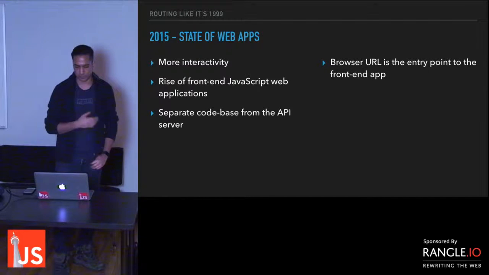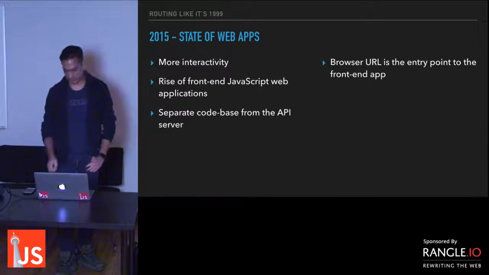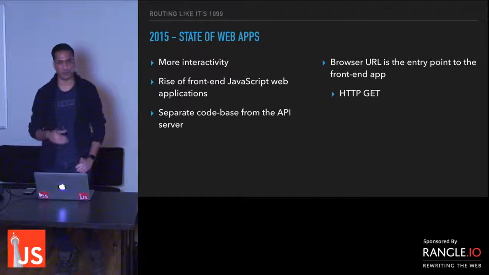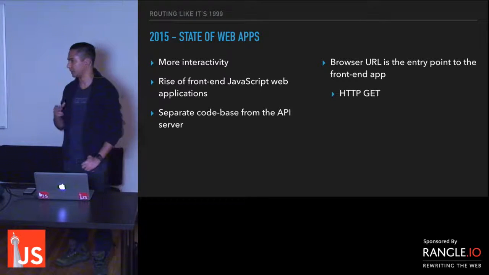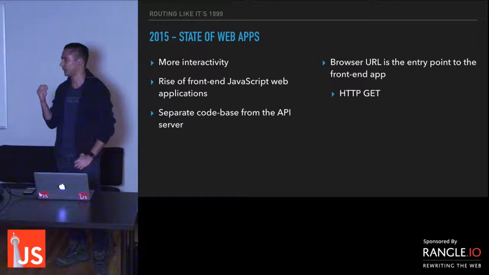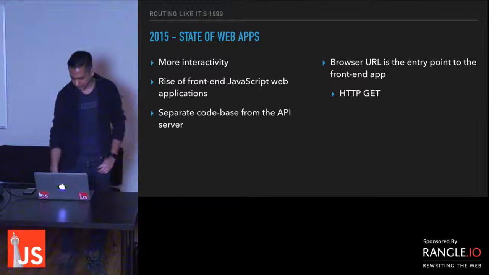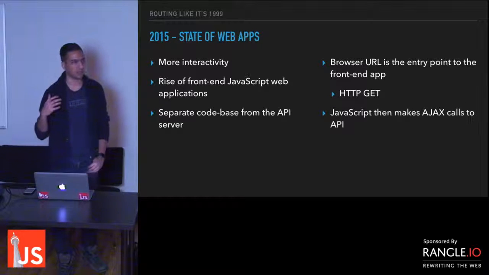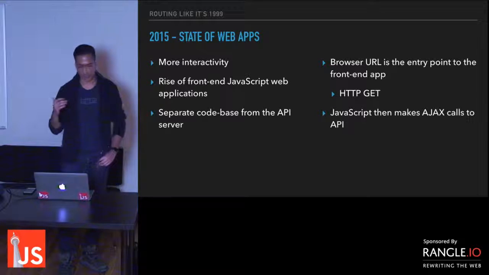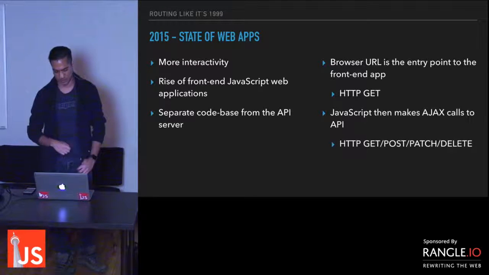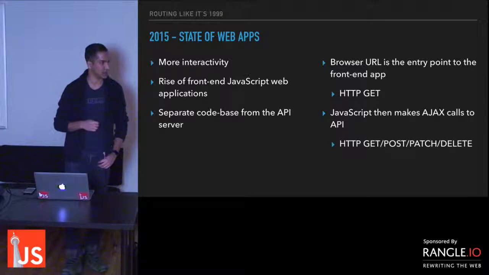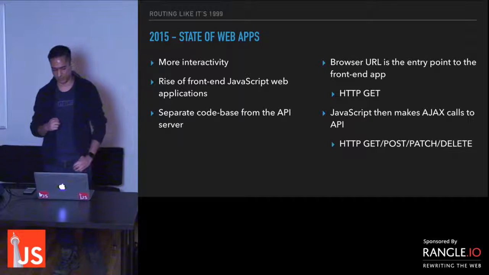We're noticing that the browser URL is now the entry point to our front-end application, and the browser URL is all using HTTP GETs. When you type a URL into your browser and hit enter, that's issuing an HTTP GET request to that URL. Then once your JavaScript application is loaded, it's responsible for making AJAX requests to your server. So it's responsible for the get, post, put, patch, delete, all those different HTTP verbs.